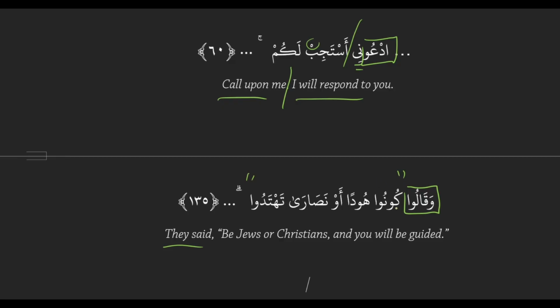كونوا is our command. هودا أو نصارى. هودا is a receiver because of the receiver label, and then أو is connecting نصارى to هودا, so that's part of our receiver as well. And then تهتدوا is a bald action, so that tells us that is the start of the consequence.